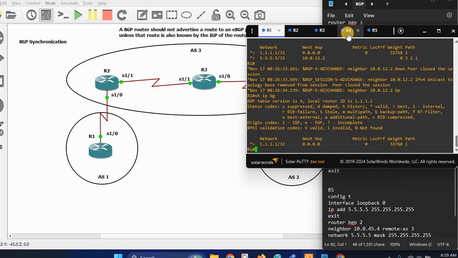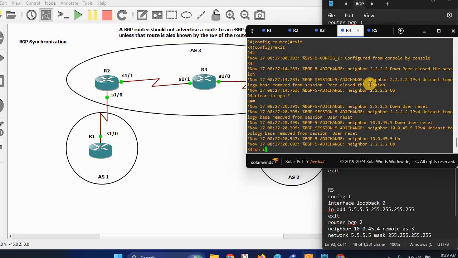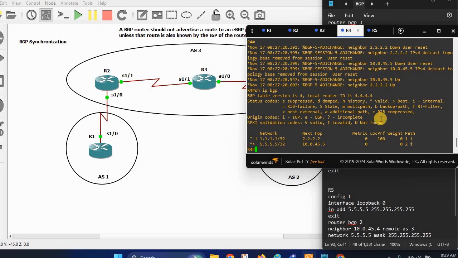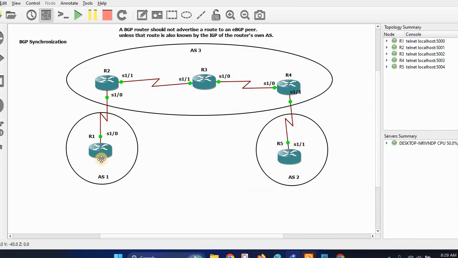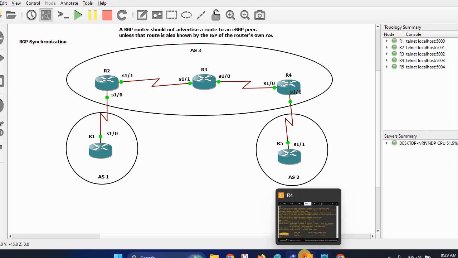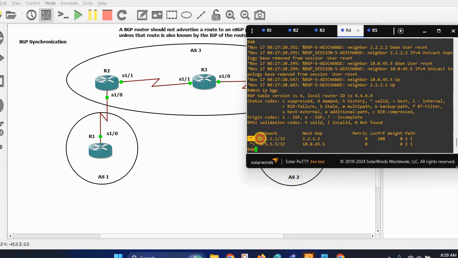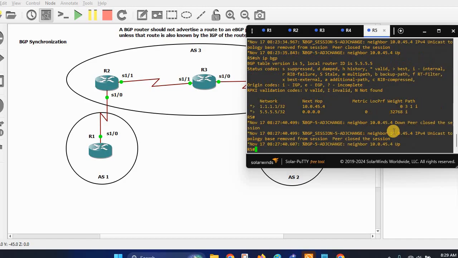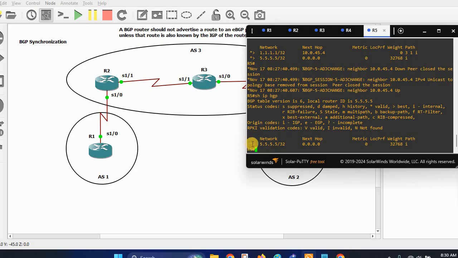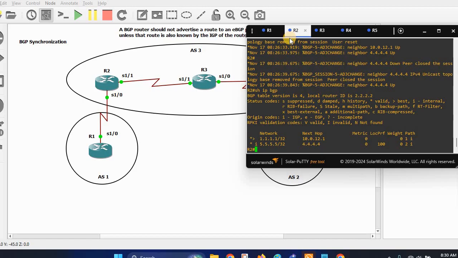Accordingly, on R5 you are seeing the same thing with show ip bgp. R4 is not getting the R1 update. It is not a best path, only a valid path. If you look at R5, with show ip bgp, the R1 update is not received. Previously it was received, but now we have enabled the synchronization on R2 and R4.